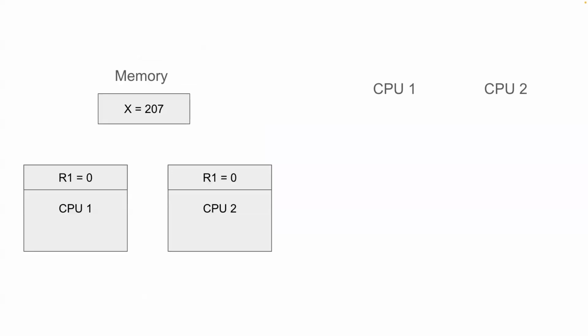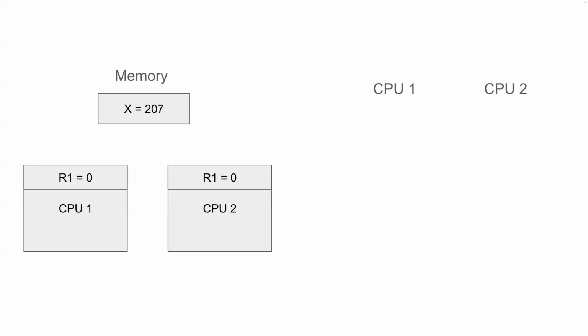So let's say you have 2 CPUs and there's a memory address X that has 207 in it. Both of these CPUs want to increment the X value by 1. Since you're incrementing it twice, you would expect the final value to be 209, right? The first CPU increments it by 1. The second CPU also increments it by 1. So the final value should always be 209, is what you'd expect.